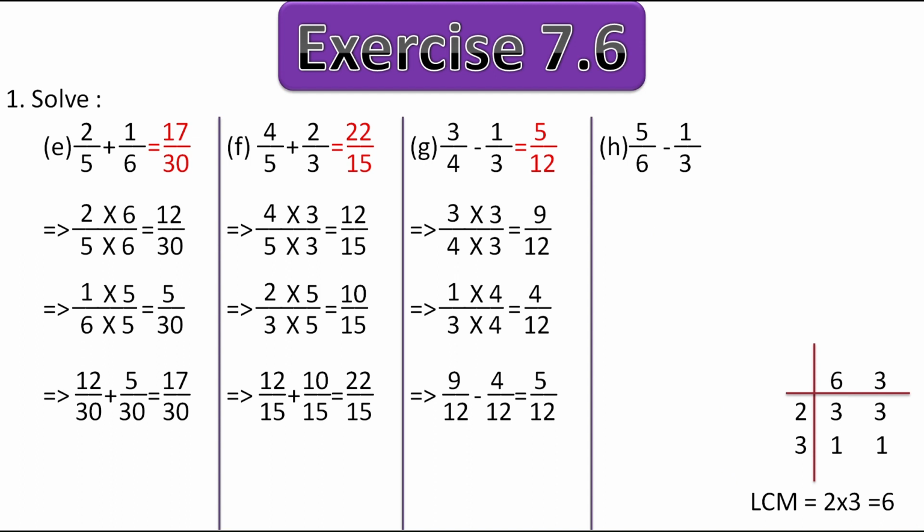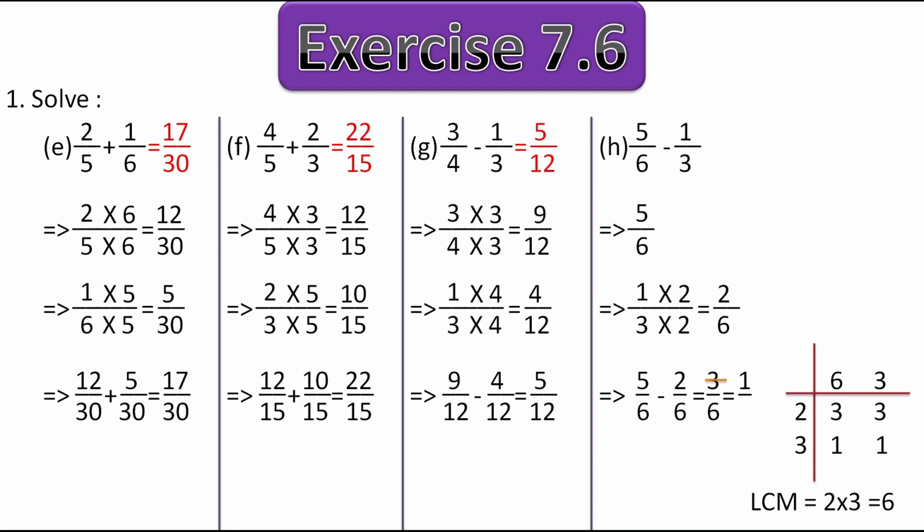Okay. Now already we have 6 in the first fraction, so no need to convert it. Now we will take the second fraction, that is 1 upon 3, and we will multiply it with 2 to make the denominator 6. So 2 upon 6, we got the second fraction. Now let's subtract: 5 upon 6 minus 2 upon 6 will give you the answer as 3 upon 6. Now further we can cut it. 3 1s are 3 and 3 2s are 6. So the answer is 1 upon 2.